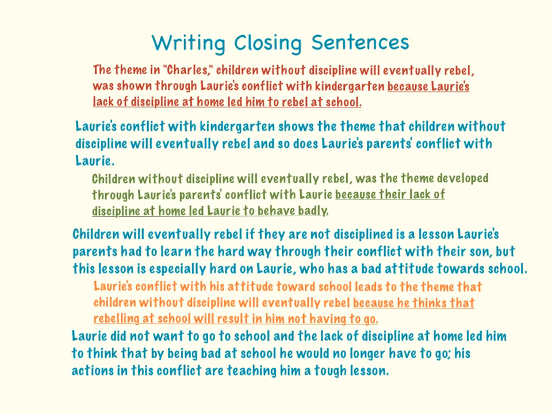Alright, here's our final closing sentence. This one will also include the abstract subject, the concrete element, and the opinion, but not the transition. Laurie did not want to go to school, and the lack of discipline at home led him to think that by being bad at school, he would no longer have to go. His actions in this conflict are teaching him a tough lesson.